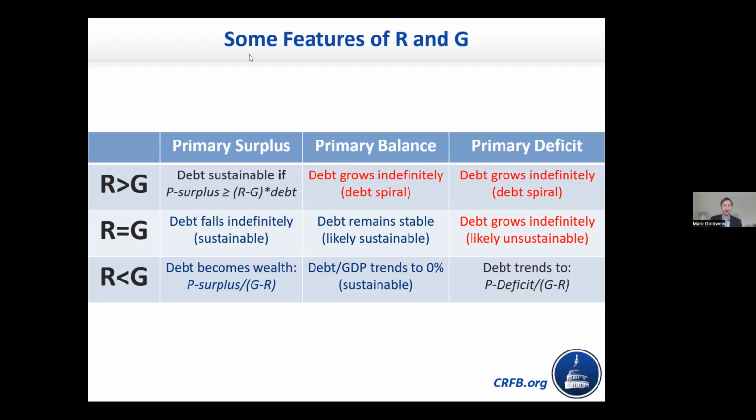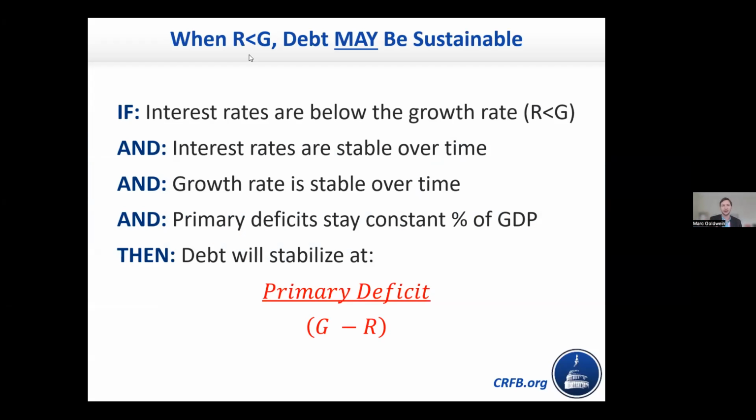The area I want to focus on is this bottom right corner, because this is where we've been living for most of the last 15 years. In fact, all of the last 15 years. In this bottom right corner, you'll see the interest rate is below the growth rate, but we're running primary deficits. And in this situation, so long as everything is stable, your debt is going to max out at some level. Specifically, if your interest rate is below your growth rate, your interest rate is not changing at all, your growth rate is not changing at all, and your primary deficit is not changing at all, whatever it is, your debt is ultimately going to stabilize.